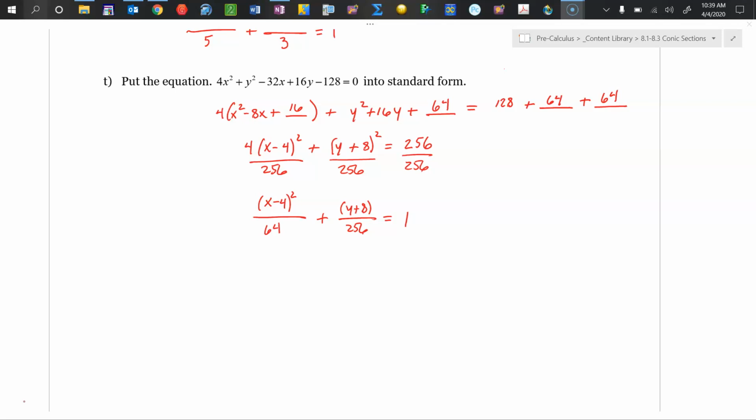But the 16 associated with the x's gets multiplied by 4. So that needs to get added to the other side as 64. The 64 associated with the y's is not multiplied by anything, so that gets added to the right-hand side. Everything on the right-hand side adds up to 256. Factor these and then divide everything by 256 and you end up with the equation in its standard form.